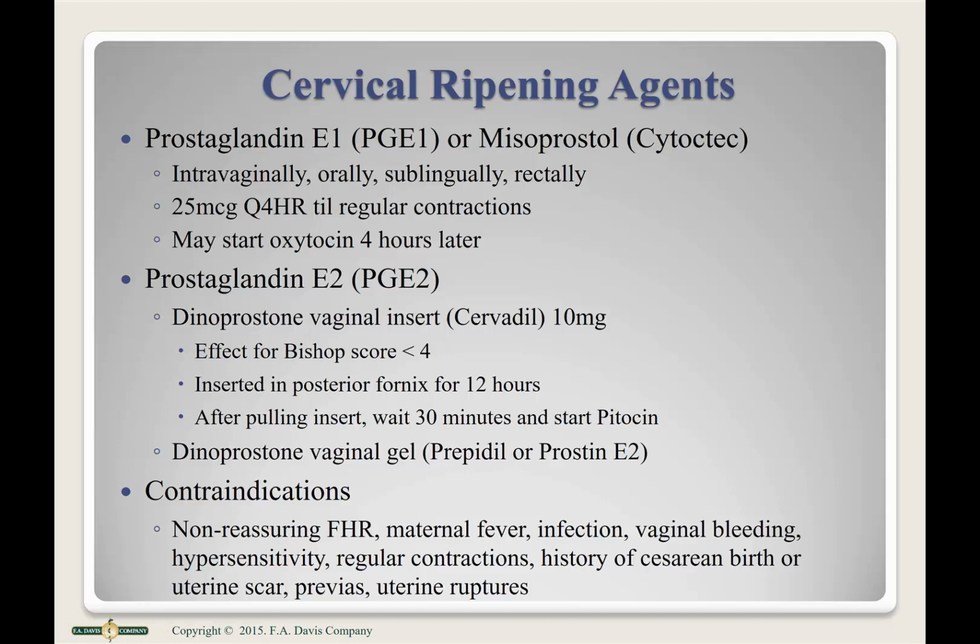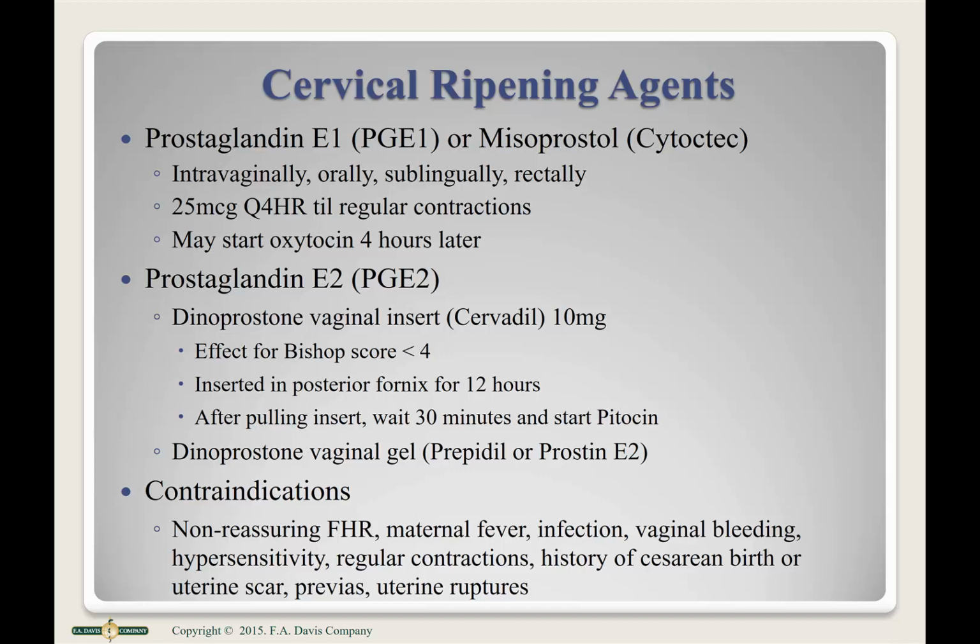Now, what are the contraindications to using these medications for ripening the cervix or being ready to do an induction? Well, one is a non-reassuring fetal heart rate. So if you already have a baby that's showing you that this baby is under stress, are we going to add more stress to it, like getting this woman ready for labor? No, I don't think so. Maternal fever, maternal infection, vaginal bleeding, we will not do these agents in those cases. A hypersensitivity to the drug. If the woman's already got a regular contraction pattern, we cannot use these medications.